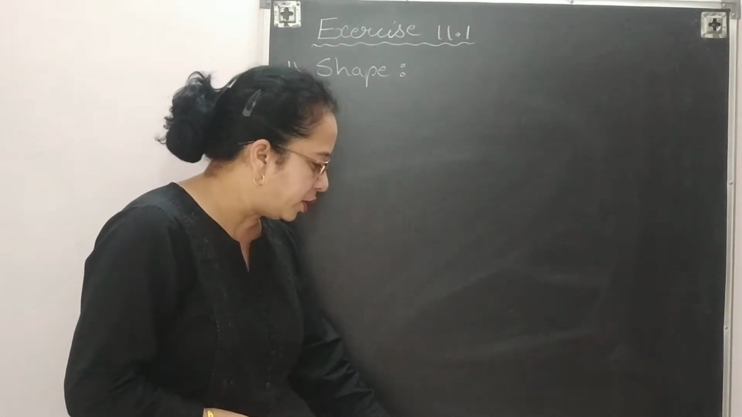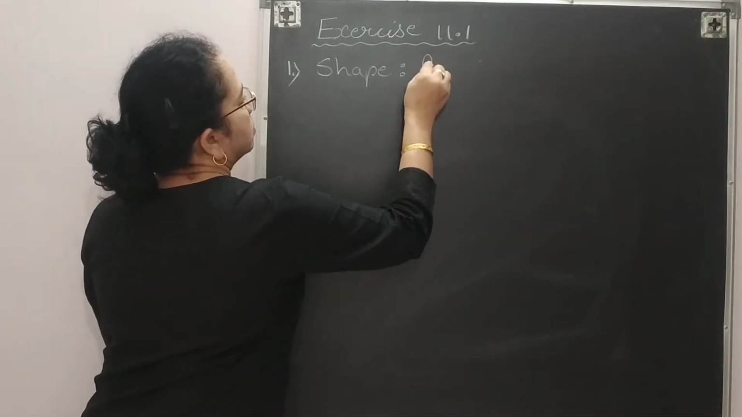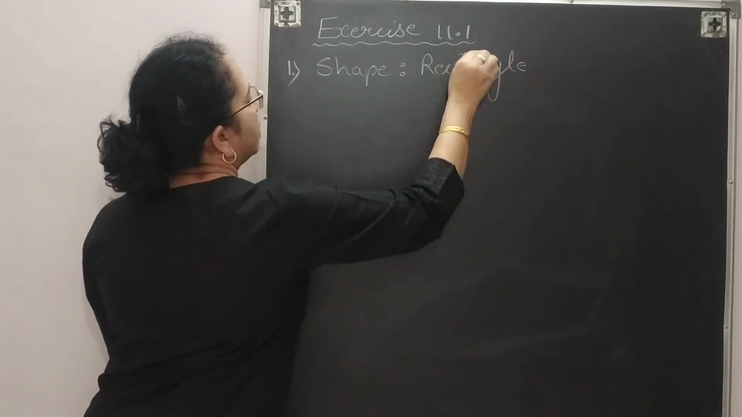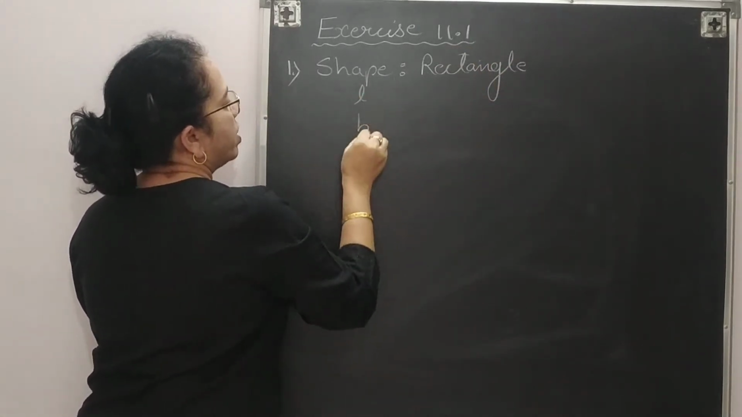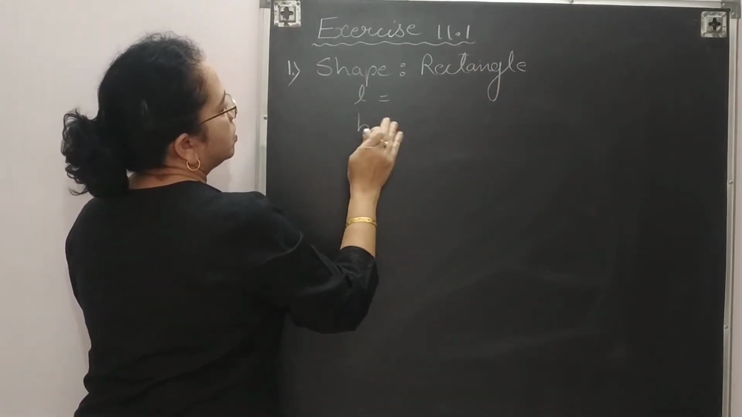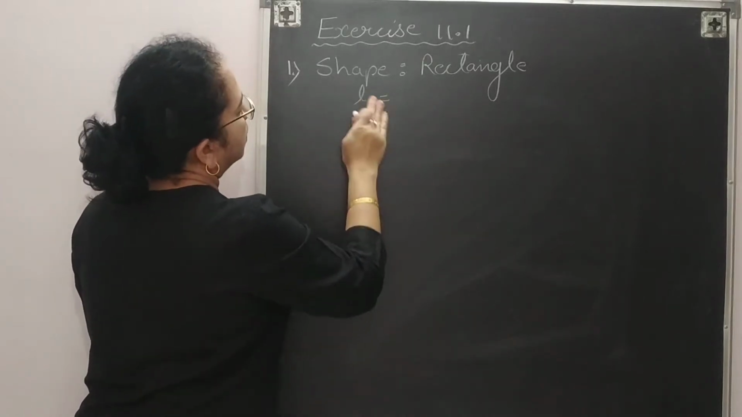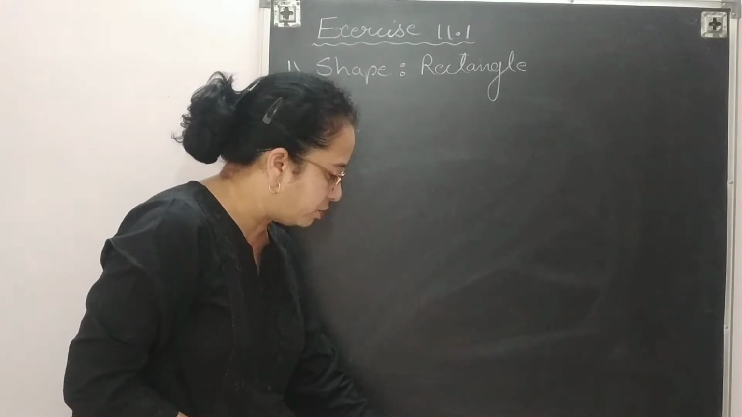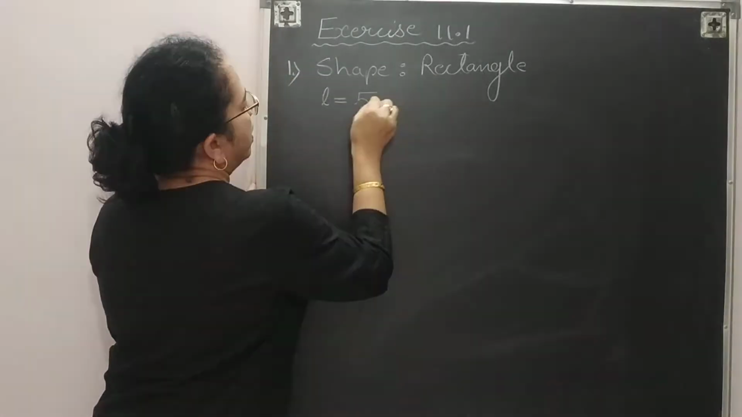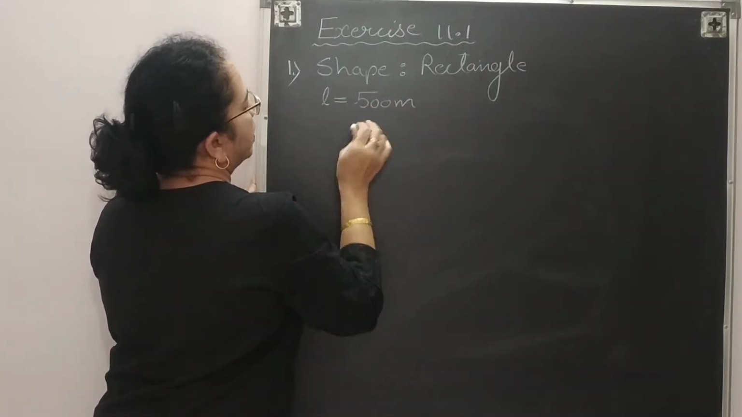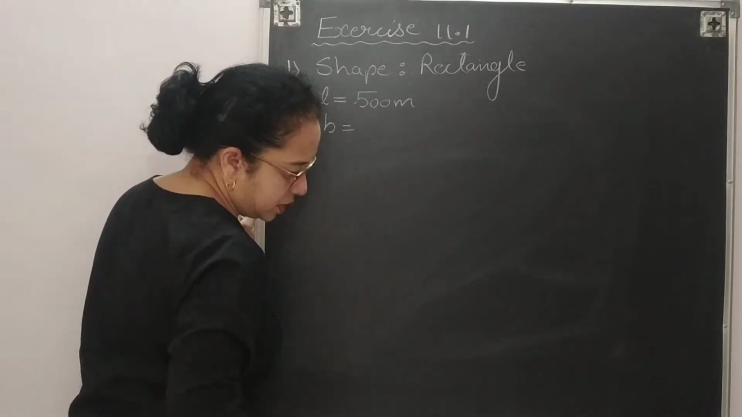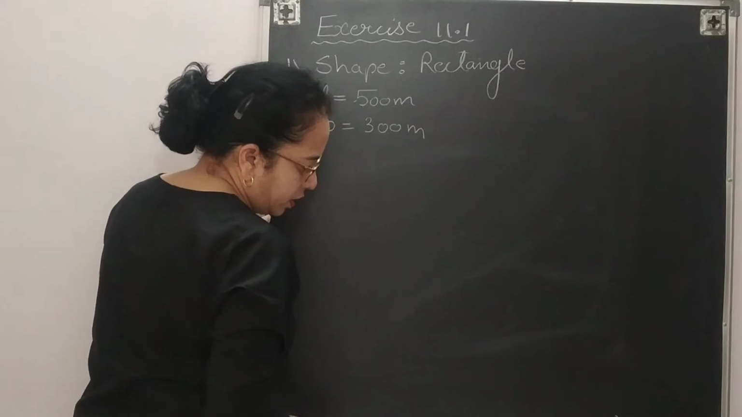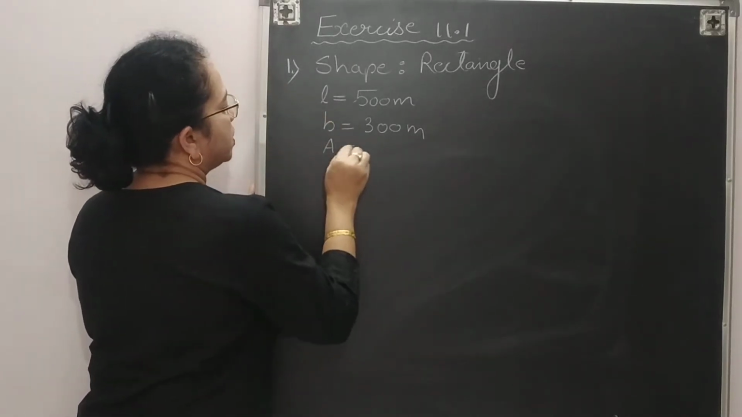The length and breadth of a rectangular piece. So what does it mean? Which shape is given? Rectangle. Length is also given and breadth is also given. So write down length, side by side so that I can save the place. 500 meter. Breadth, it is given here 300 meter respectively, and find its area.